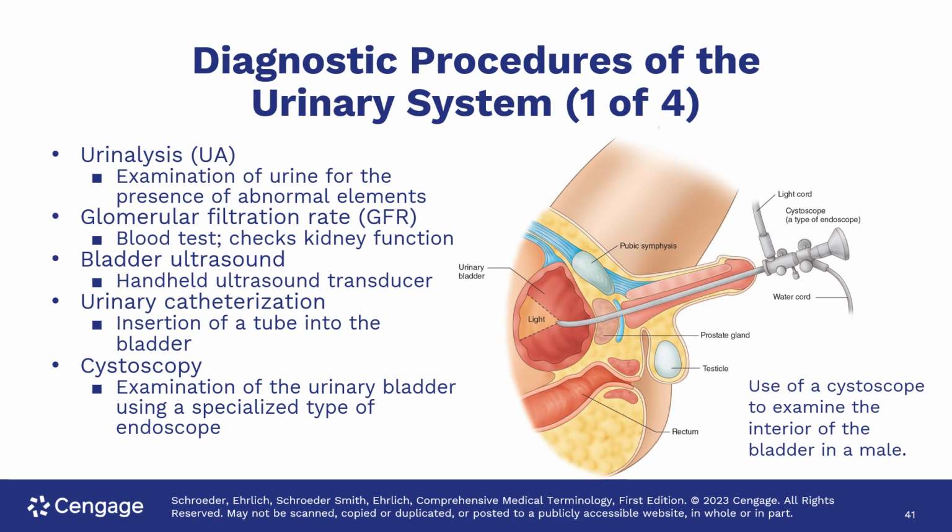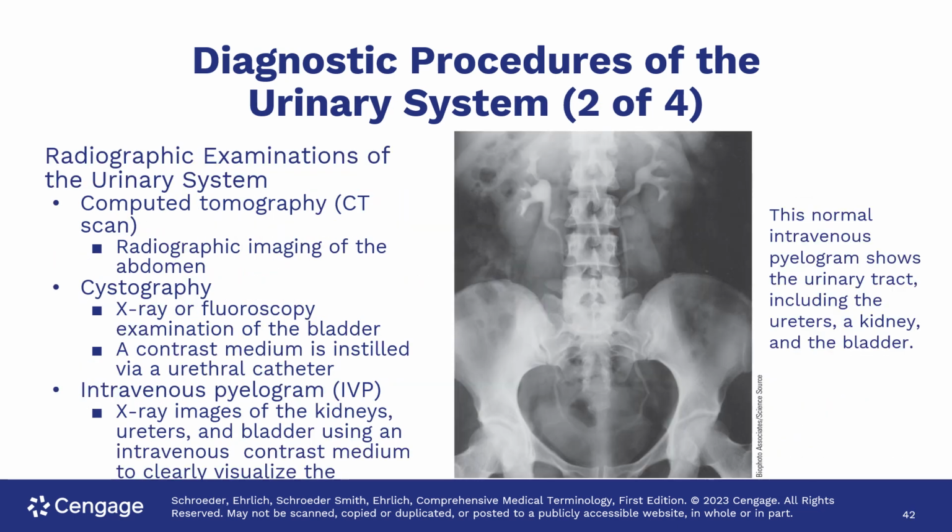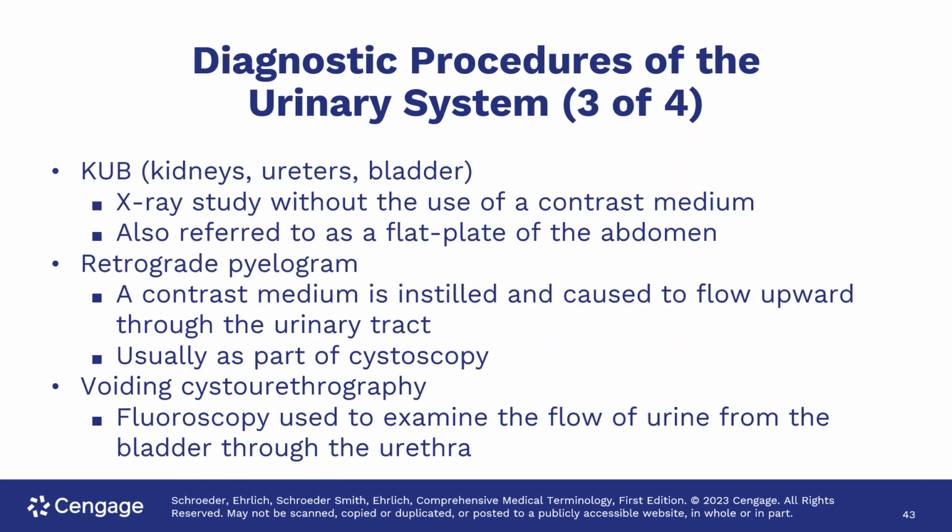We do a urinalysis to determine if there are any abnormalities. We can test for GFR via a blood test. We can ultrasound the bladder and the kidneys. We can catheterize the bladder by inserting a catheter into the bladder through the urethra. No fun. Or we can do one better by inserting a scope for direct visualization. We can perform a CT scan or cystogram or an IVP, all which use X-rays to help us visualize the urinary system and how it's working.